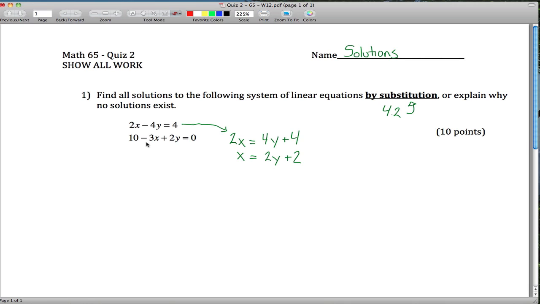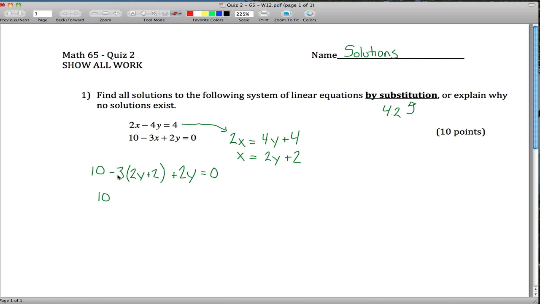Okay, so now we know what x is equal to, so we take that x and we plug it into this second equation. So instead of 10 minus 3x plus 2y equals 0, we say 10 minus 3 times this thing, which is x, 2y plus 2, plus 2y, that's this 2y right here, equals 0. And now what we have to do is solve this equation for y.